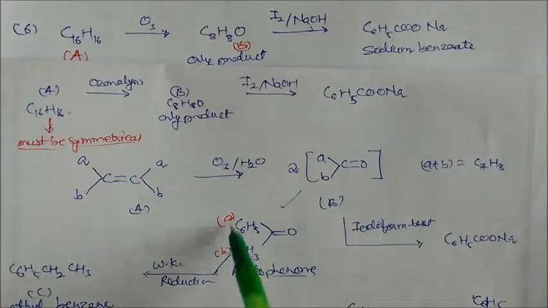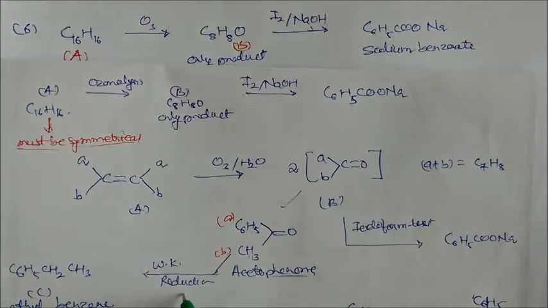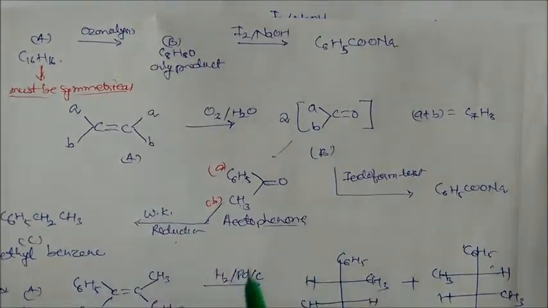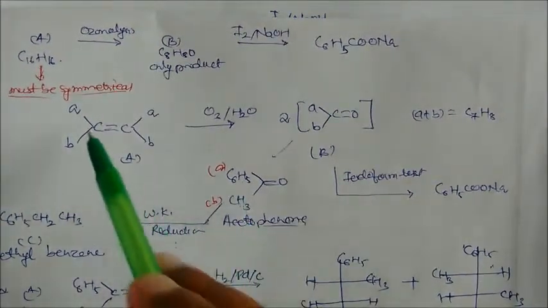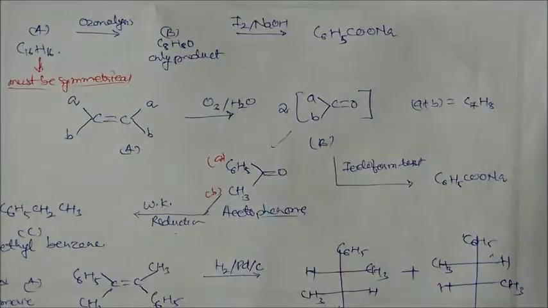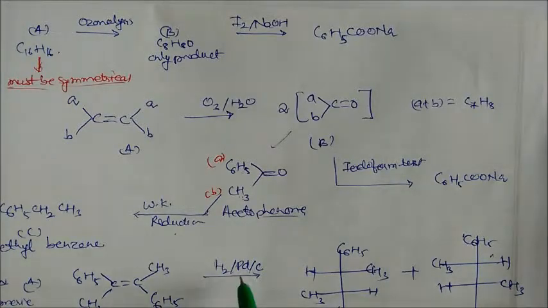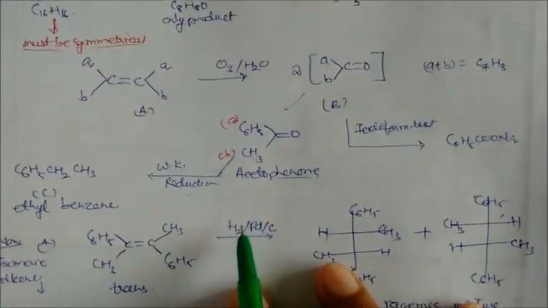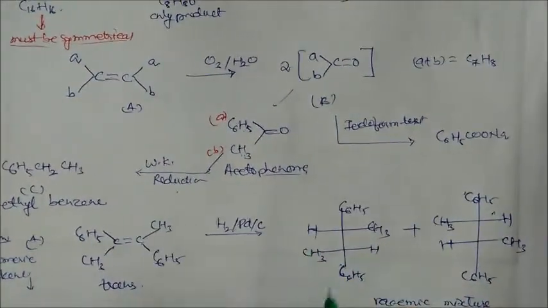Now A and B, this going through Wolff-Kishner reduction, so we will get ethylbenzene. It is very clear we are getting ethylbenzene. Ethylbenzene is your hydrocarbon. So now once we are getting C6H5CH3, here A and B is there. So AB can be written in this form. So this is an isomeric alkene. One is the trans form. The trans form undergoes hydrogenation, so on hydrogenation we will get this and this product. So this is your racemic mixture.